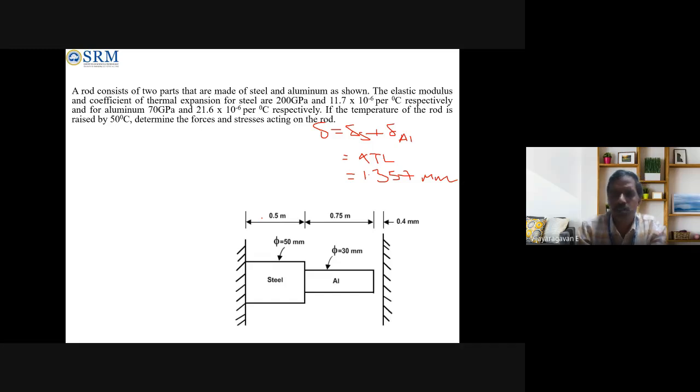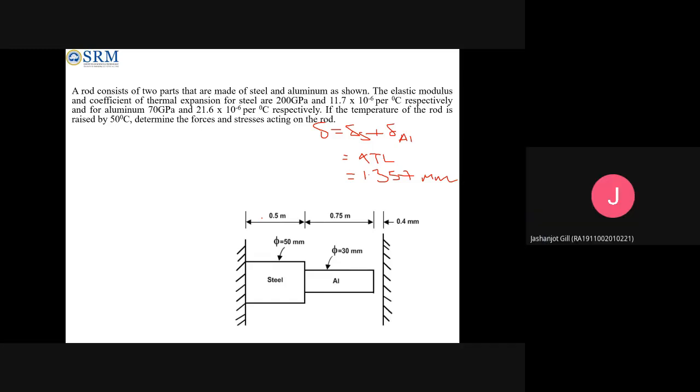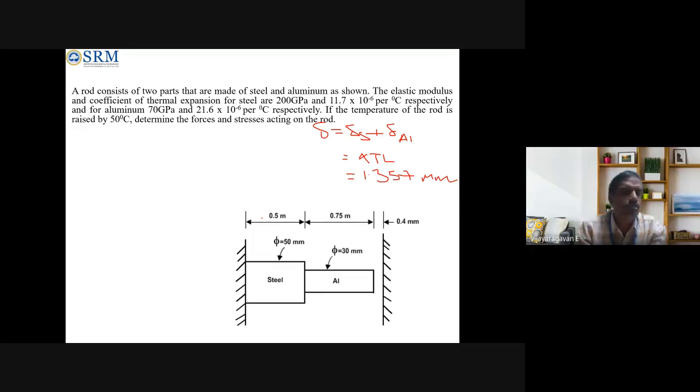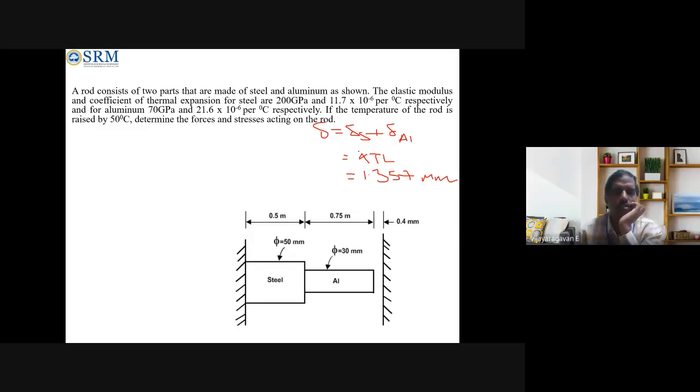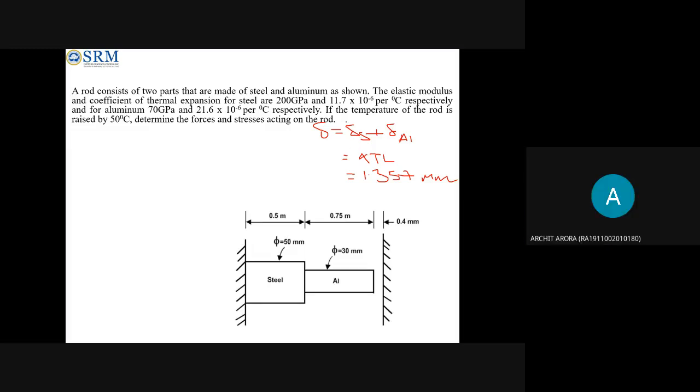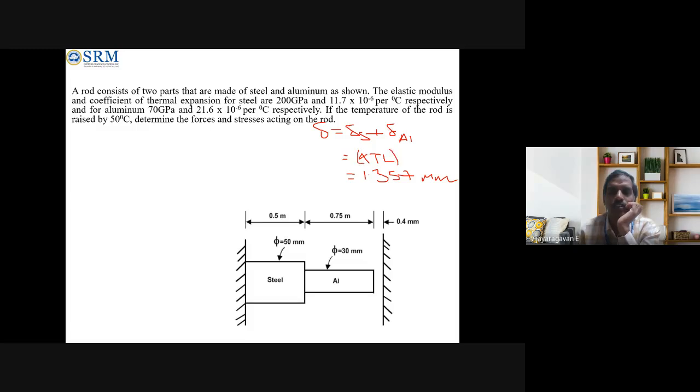Someone who said 1.357 is wrong. Sir, 0.06165, sir. That is also wrong. You can't multiply manually, you are going to use a calculator. Sir, 1.102. Almost correct, but not correct. Only 3 numbers you are going to multiply. This is for steel. Then say a similar thing for aluminum.